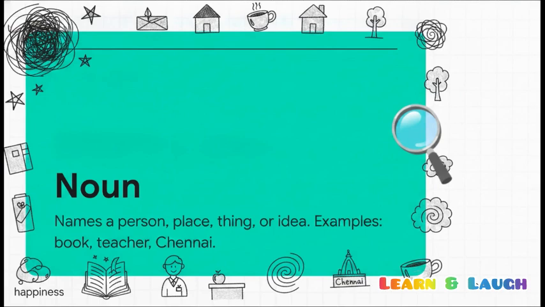We'll start with the absolute foundation, the noun. Simply put, a noun is a naming word. It names a person, like a teacher, a specific place, like Chennai, or a physical thing you can hold, like a book. But you know what's really cool? It also names invisible concepts, like an idea or a feeling. Happiness is a noun. Without nouns, well, we literally wouldn't have anything to talk about. They're the stars of the show in almost every sentence you'll ever write.